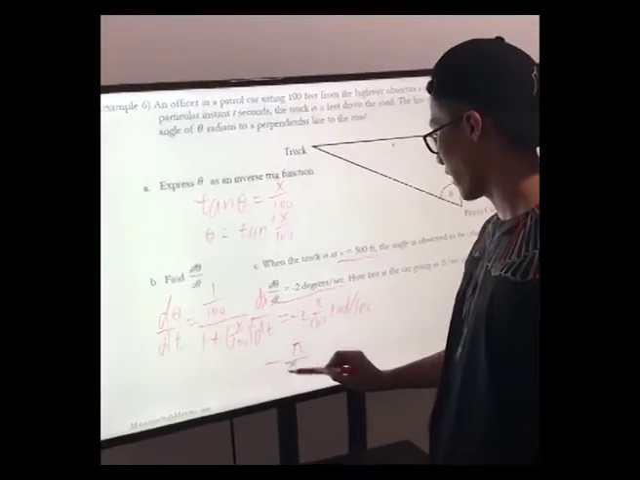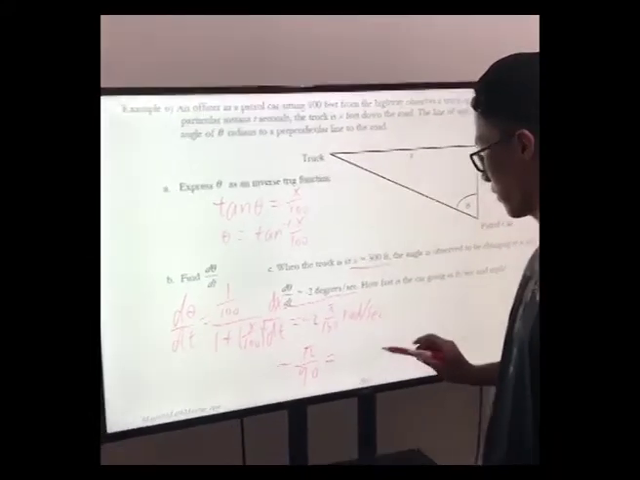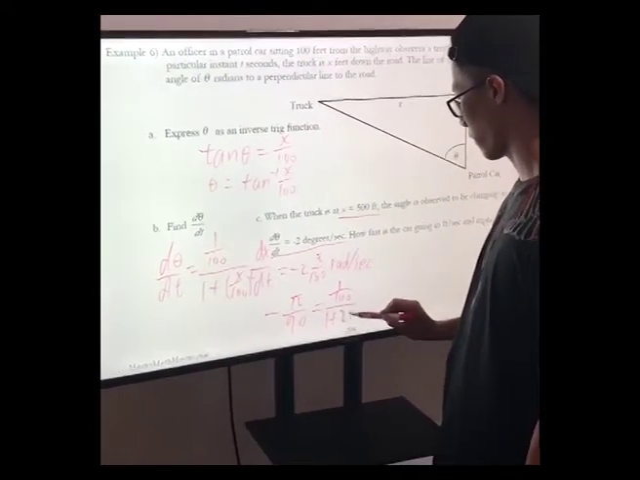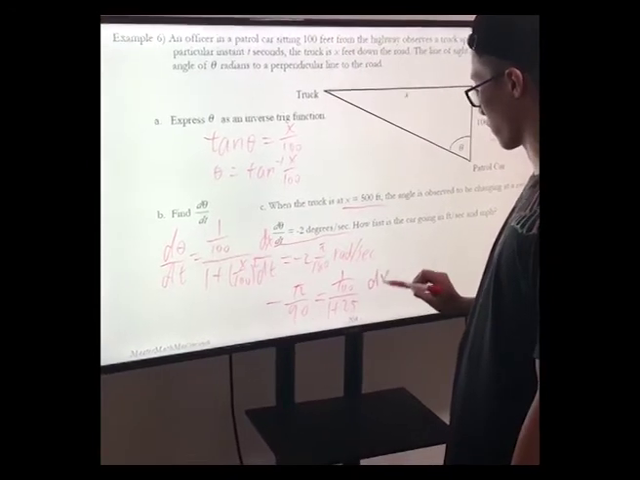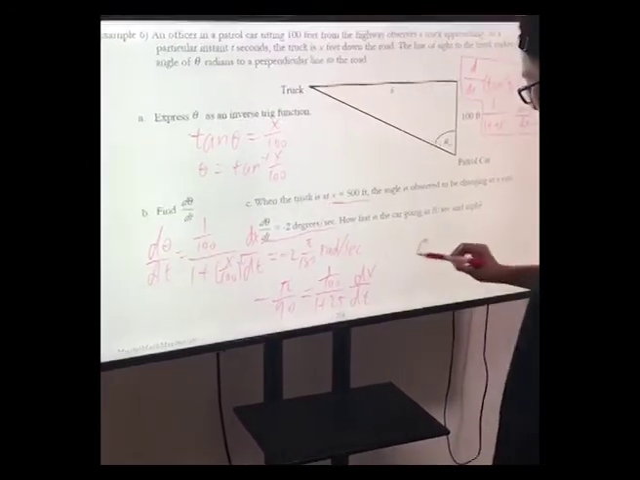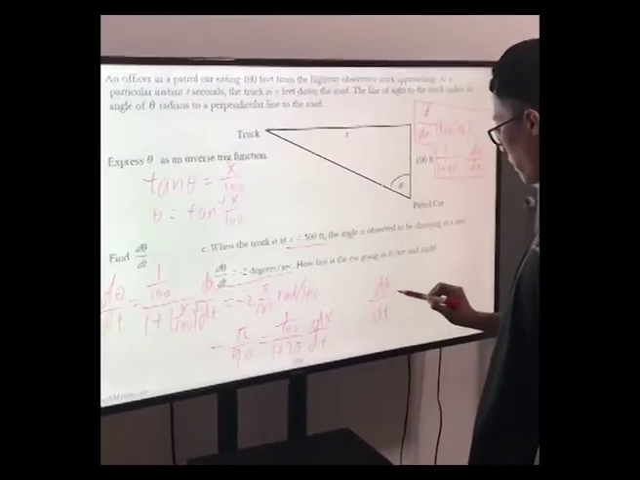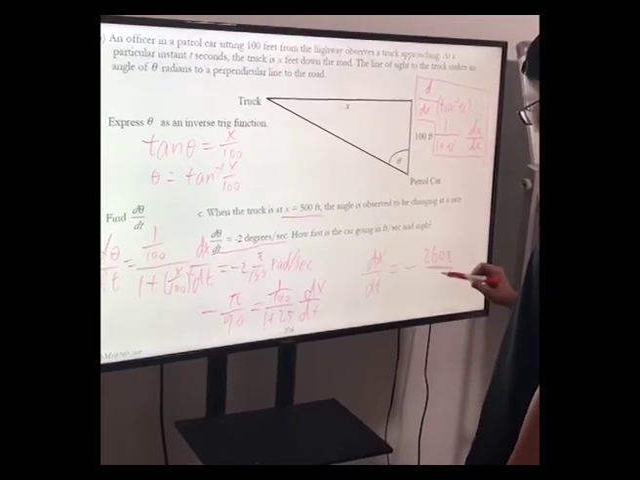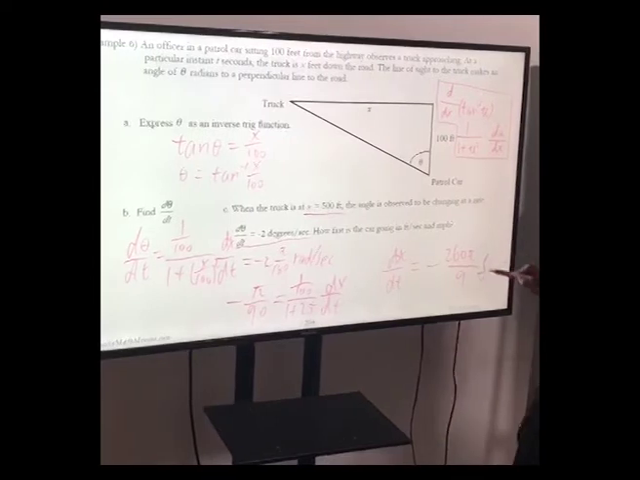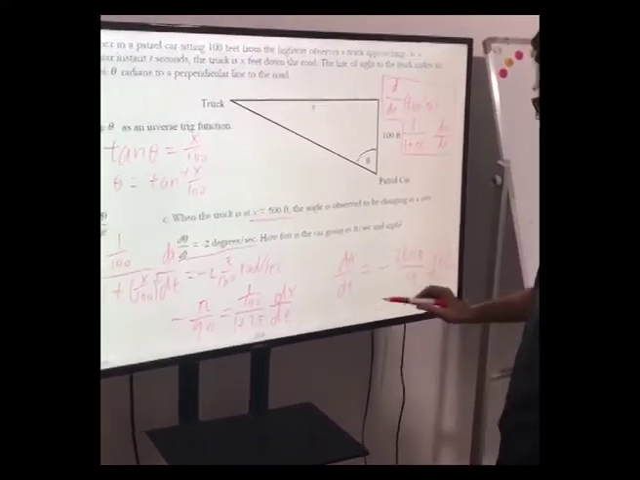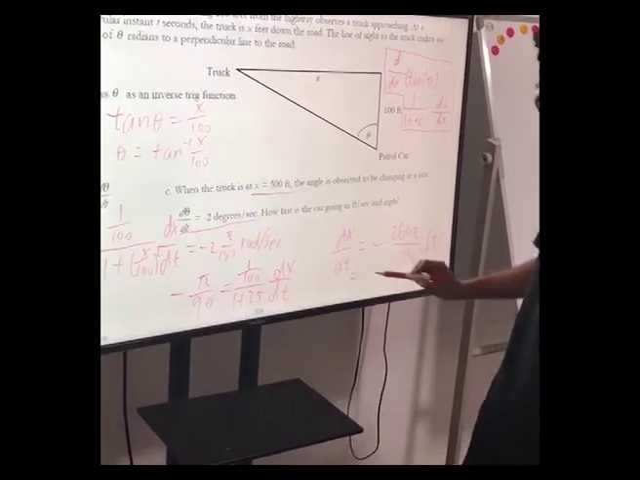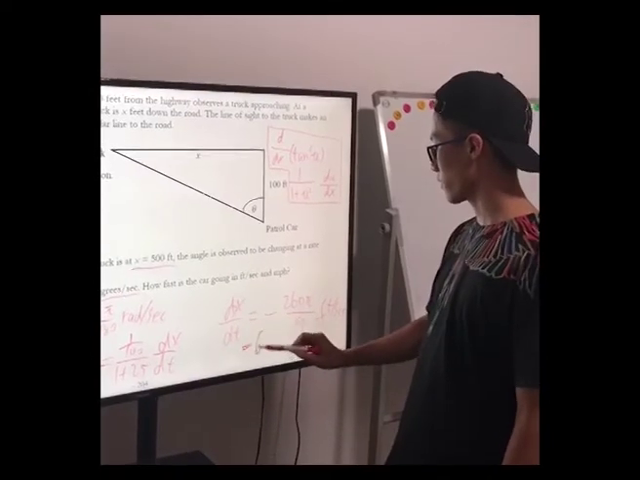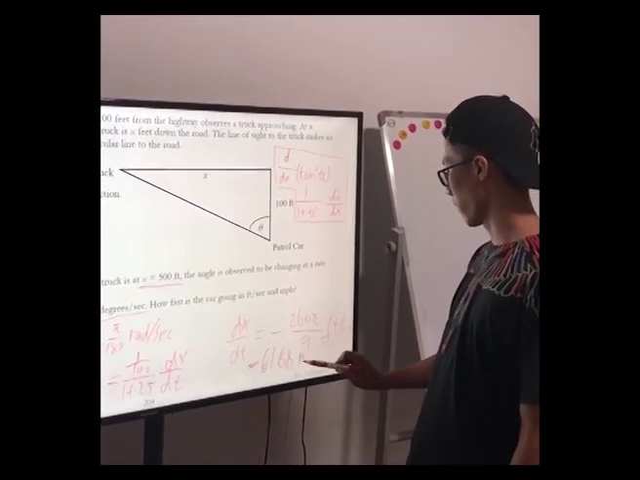So -pi over 90 equals d theta over dt, which is 1 over 100 over (1 plus 25) times dx over dt. So dx over dt equals -260 pi over 9 feet per second, which equals 61.88 miles per hour.